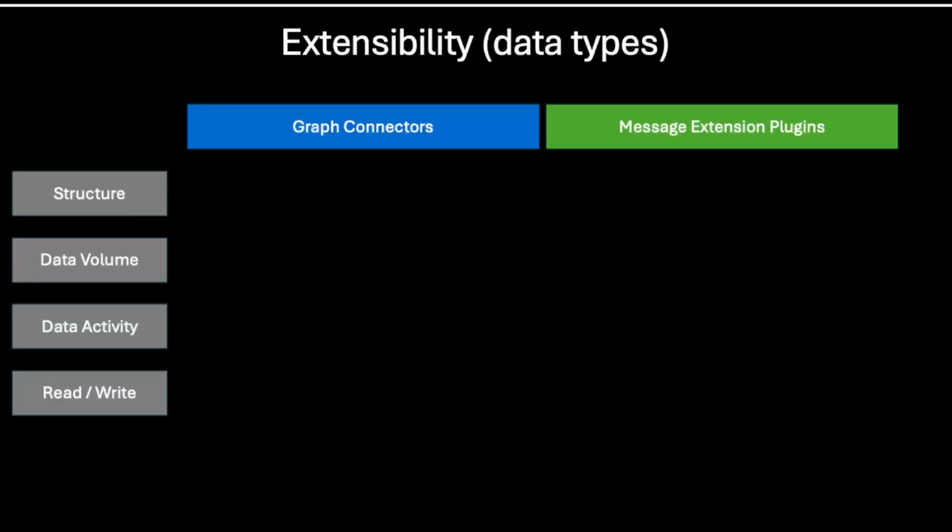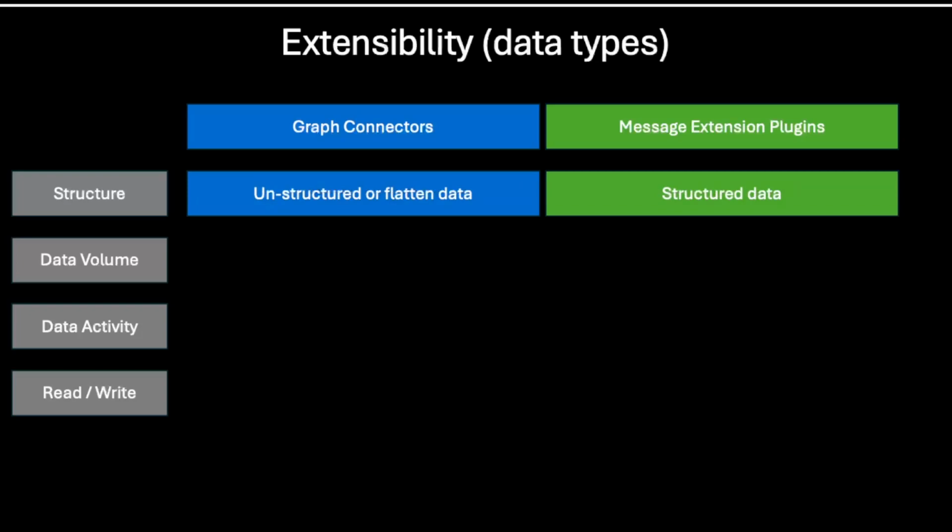All right, let's talk about data types. Actually, I probably should have put this first since this is where you'll want to start. So when your data is unstructured or flattened, use graph connectors. But if it's structured data, use message extension plugins.